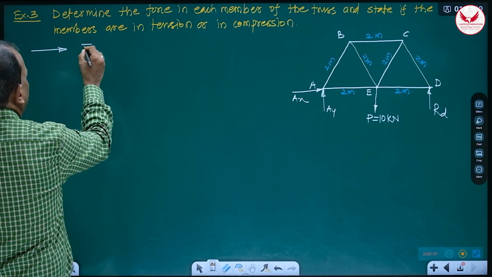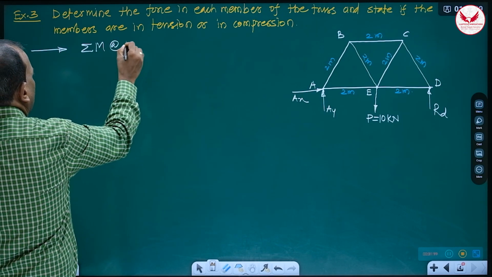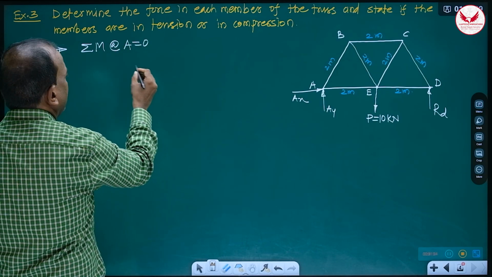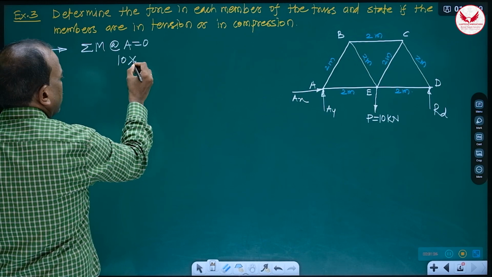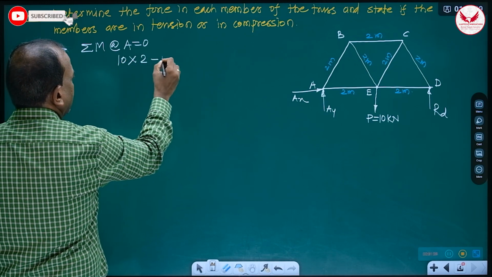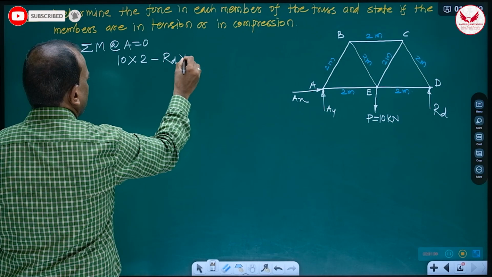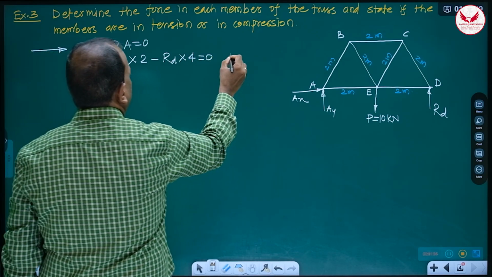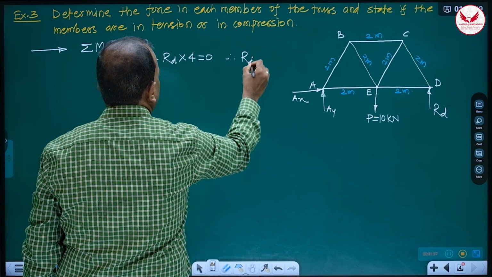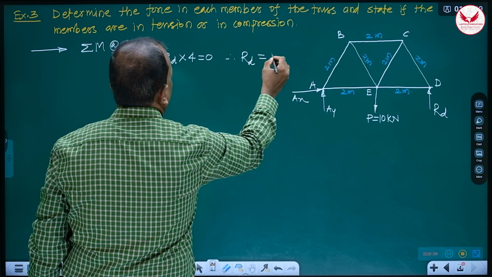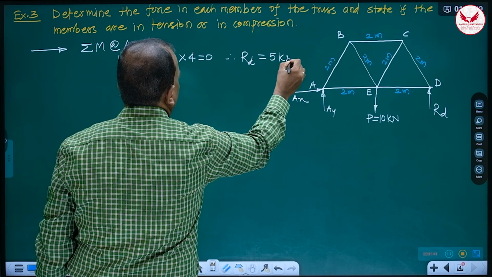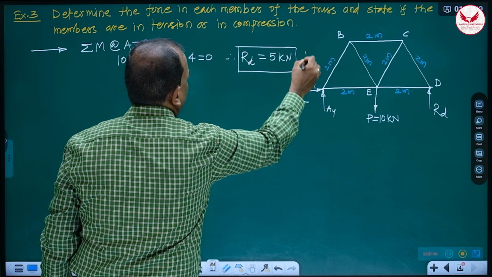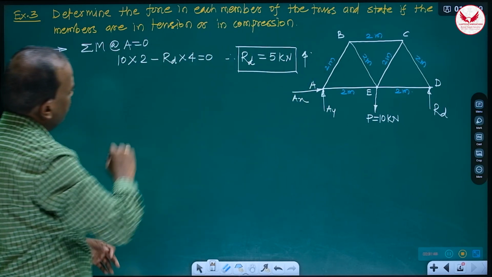is what? Summation M about A, it is equal to 0. And what is it? 10 into 2 minus RD into 4, it is equal to 0. Hence RD is equal to 5 kilonewton, and it is upward only, means it's right, it is upward. So this is the first step.